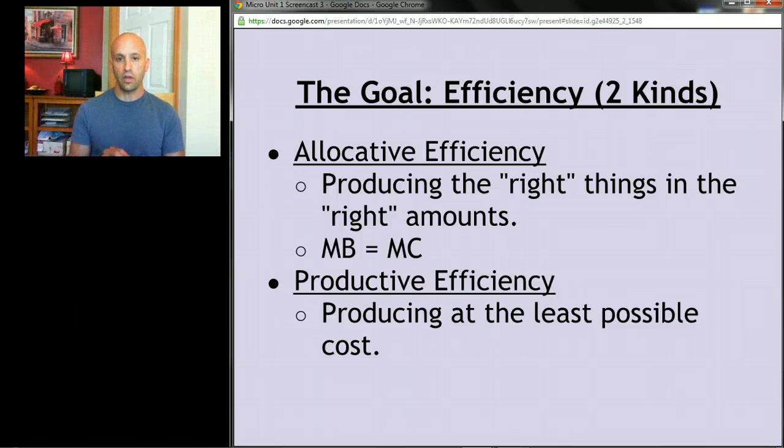All right, so that's the goal in economics. We're trying to make ourselves as happy as possible. We want to use the scarce resources that we have in the most efficient way possible in order to do that.